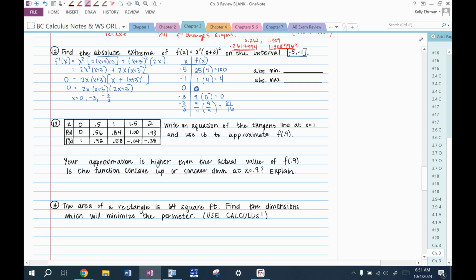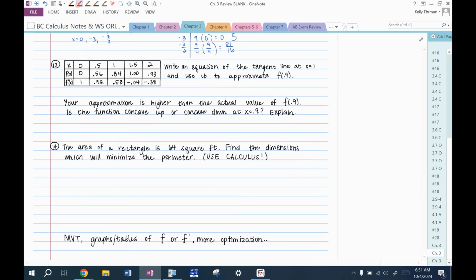All right, so what is the absolute min and what's the absolute max? So lowest number that I see are the zeros. So because they're both the lowest number, there are 2 absolute minimum values, 0, 0, and -3, 0. Those are the points anyway. The minimum value is just 0. And then the max is 100, and that occurs at -5, 100.